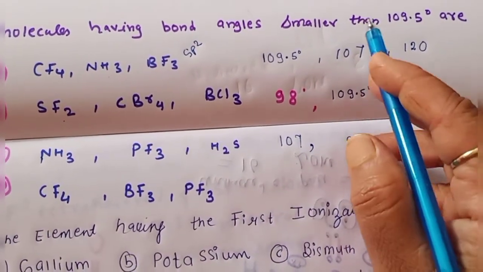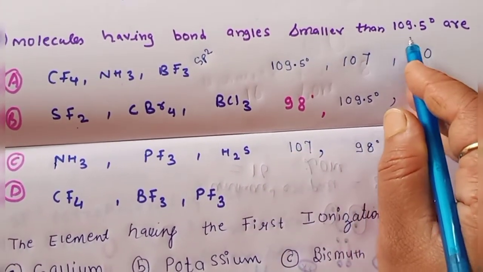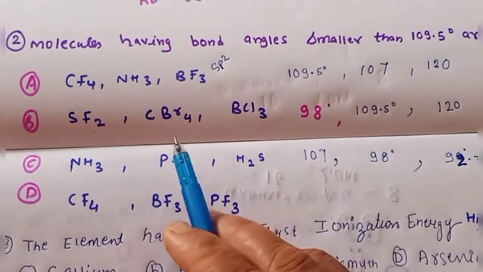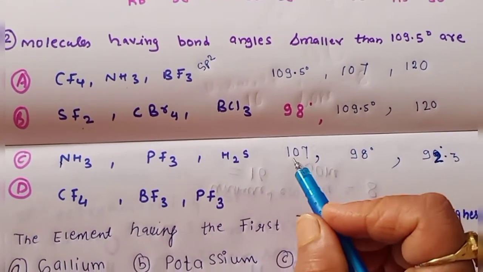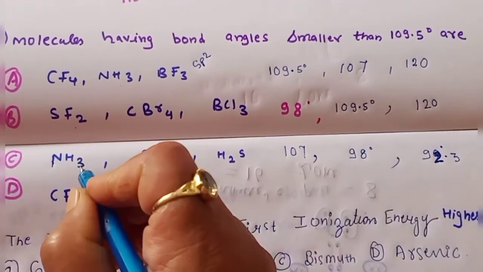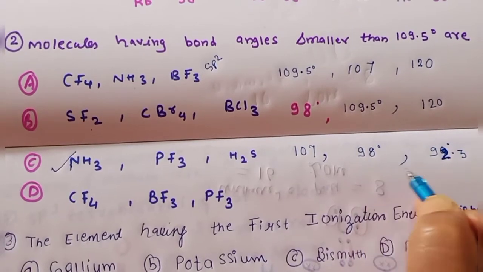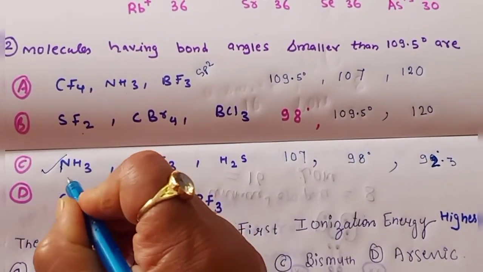They have asked which have bond angles smaller than 109.5 degrees. So check all these molecules and see the bond angles. Which have a bond angle less than 109.5 degrees? Option C: NH3 is 107, PF3 is 98 and H2S is 92.3. So this is the correct answer for this question.